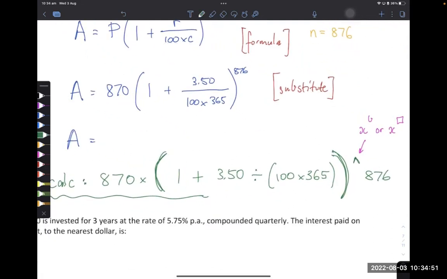So on your calculator, this is what you type out, 870. There's a times there. You open the bracket, 1 plus 3.5. This is the same as divide. Divide. This little section here happens inside the bracket. So you have to put a bracket, 100 times 365. Close the bracket. That's that bracket there. This bigger bracket here is the same as this one. And then this is in the power, right? So you have to press, either you have a hat, or you have X with a Y on it, or X with a little box on it. You press that button, and then you put 876.